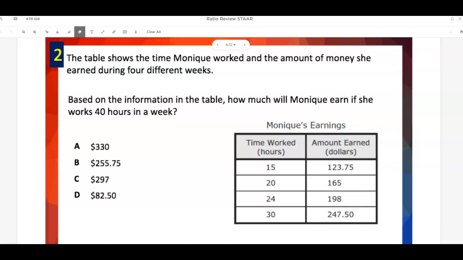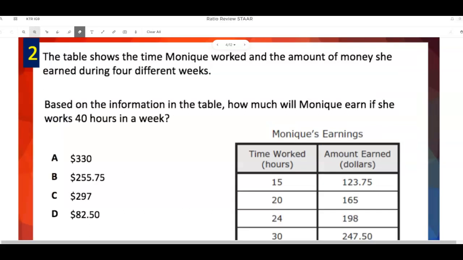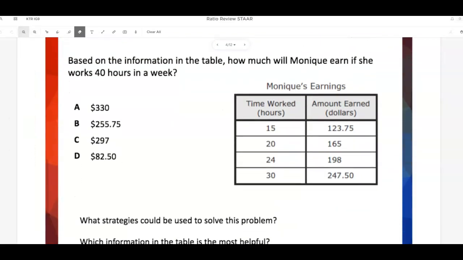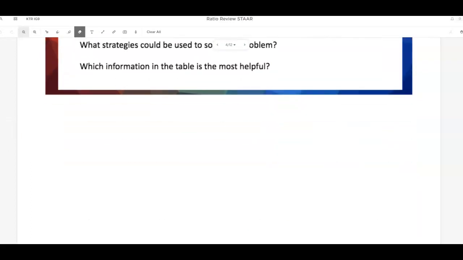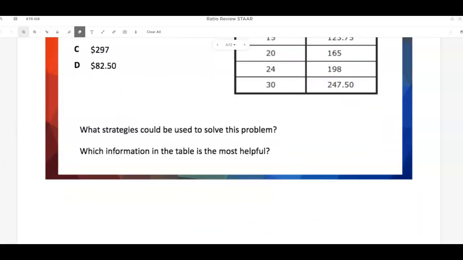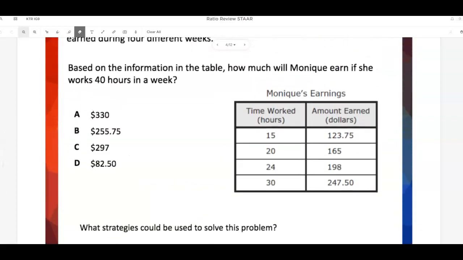The table shows the time Monique worked and the amount of money she earned during 4 different weeks. Based on the information in the table, how much will Monique earn if she works 40 hours a week? So if we look, I'm going to move this up. Now that I know that in the question, there's not really anything we need that's not down here.